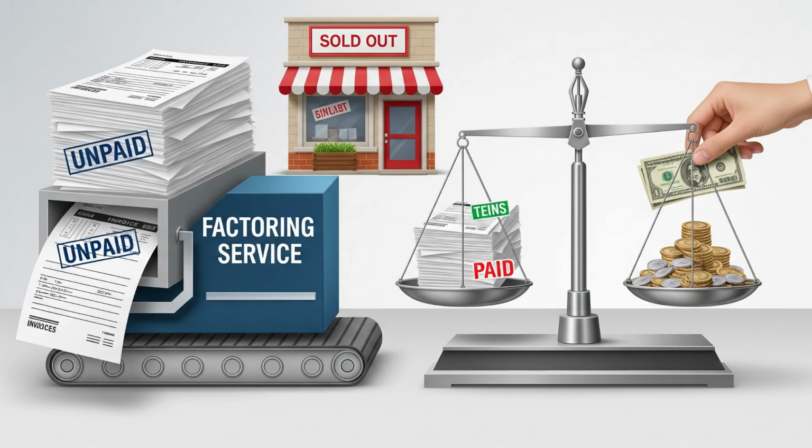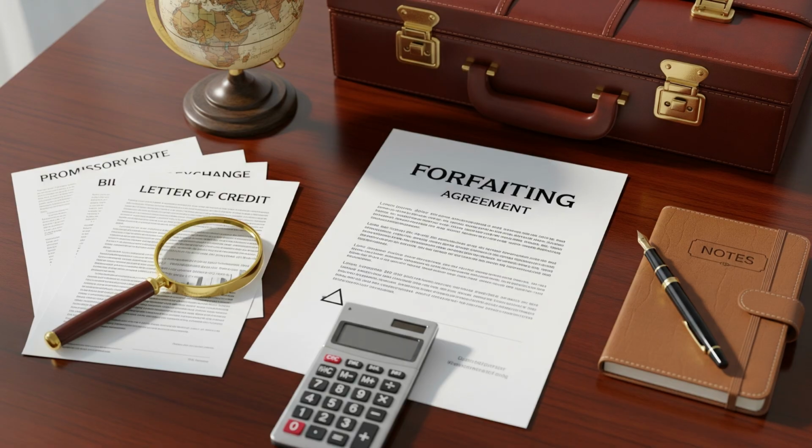Factoring and forfeiting. Ramesh's working capital is stuck in invoices, so Meera introduces him to factoring, selling his receivables to a finance company at a discount. Now he gets cash upfront and the factor takes the collection risk. For longer-term deals, forfeiting works similarly but applies to medium or long-term receivables. Both give exporters liquidity and peace of mind.